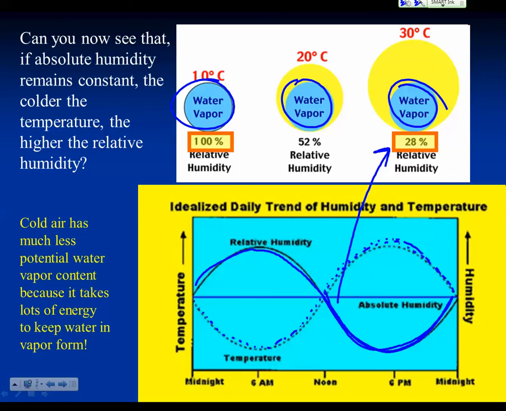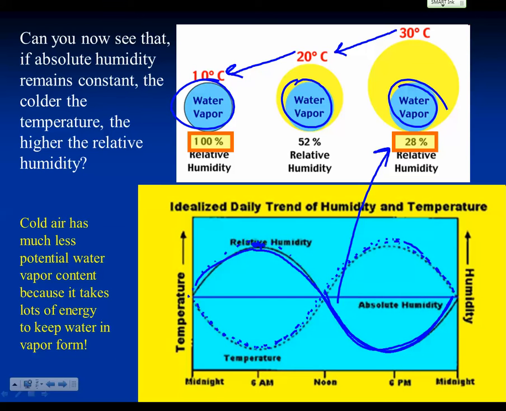But in the nighttime, the sun goes down, so the temperature is dropping and dropping. That means it's like 30 going to 20, 20 going to 10. So eventually it comes to the point where the relative humidity can actually be 100%. The air is saturated, and you might get dew on the grass over the nighttime. And then it starts to warm up as the sun comes up, and this process repeats. Once again, this is an idealized situation. Cold air has much less potential water vapor content because it takes lots of energy to keep water in vapor form.